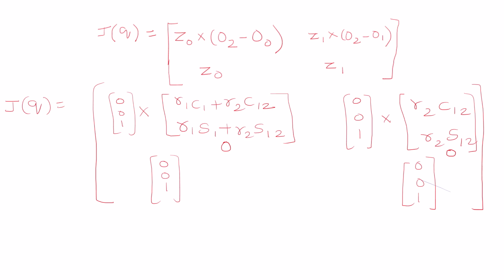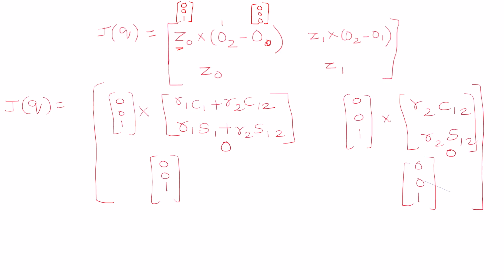That is, we have Z0, which we have assumed, or rather it is not an assumption, it is a fact, that it is always 0, 0, 1, and O0 is 0, 0, 0, that is the position of the zeroth frame relative to itself. So both the origins are the same. So it would be 0, 0, 0.